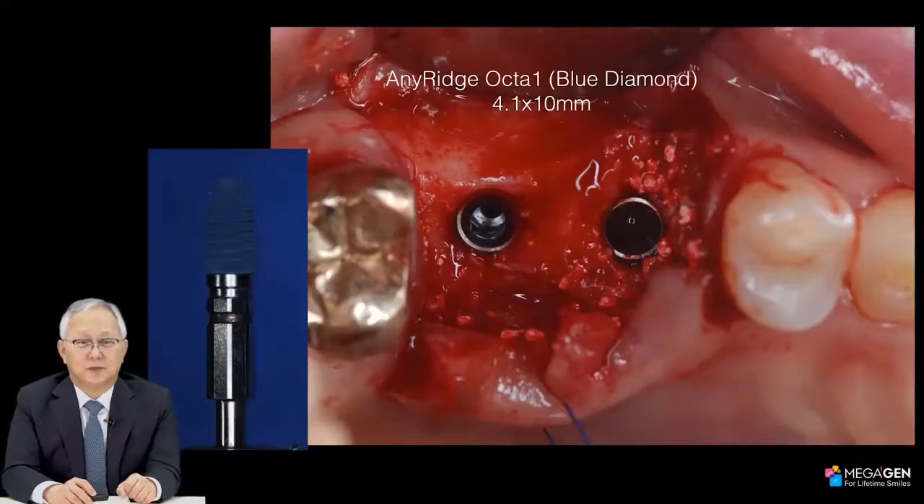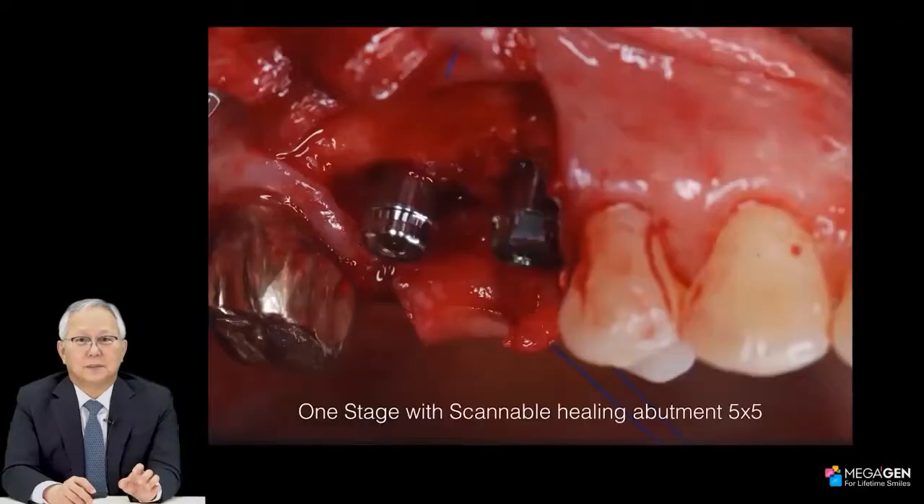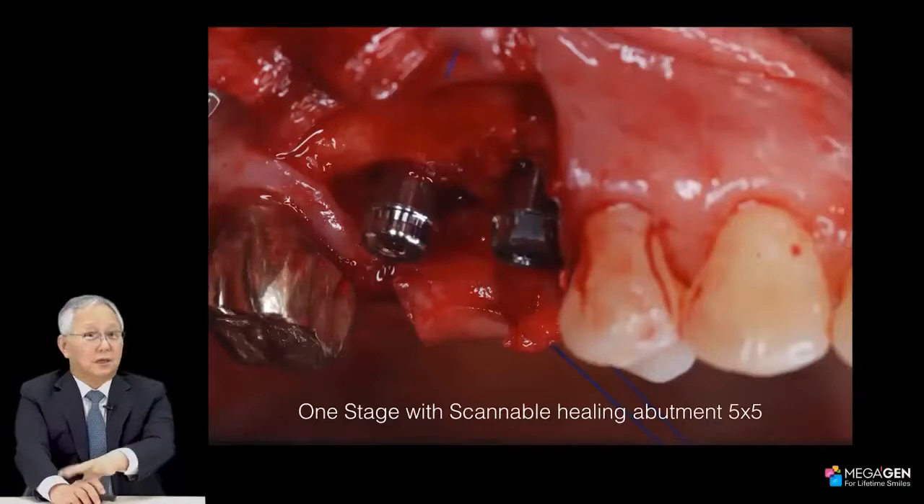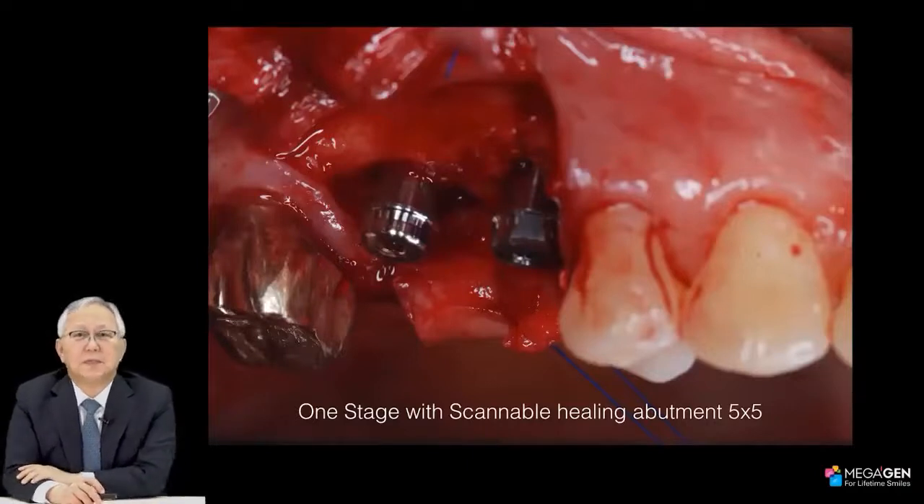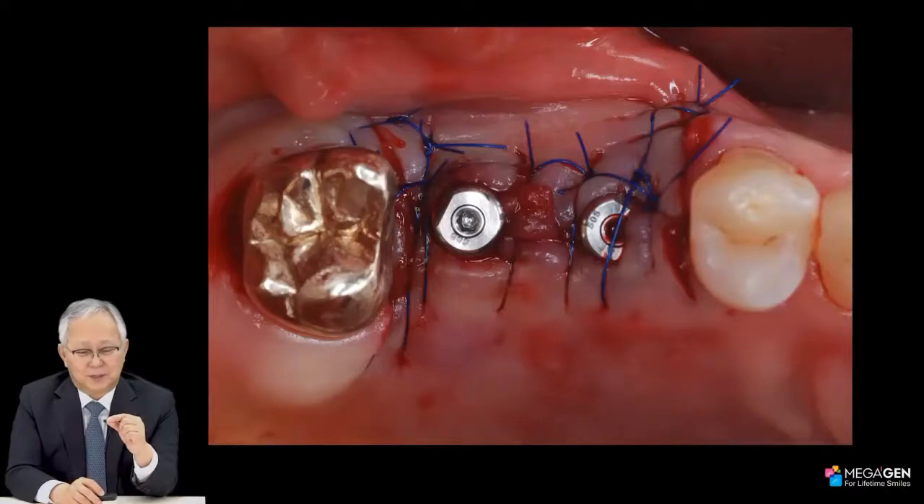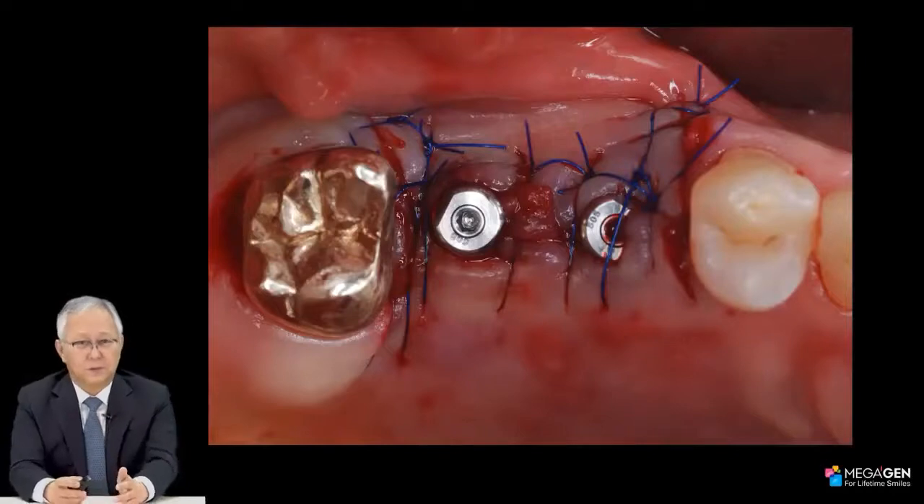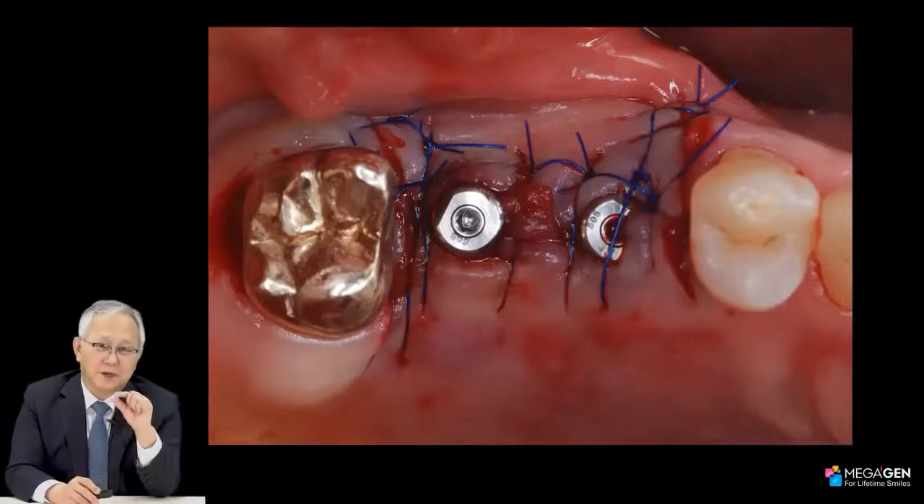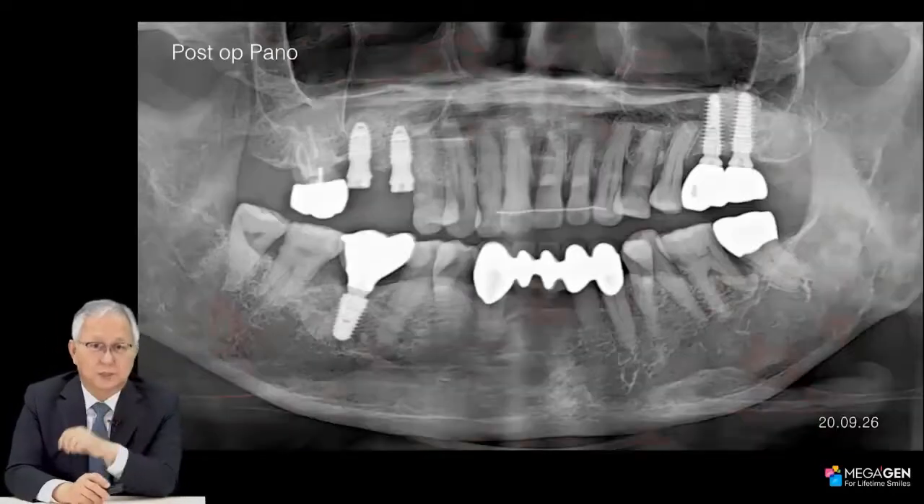Then I placed AnyRidge Octa 1 and connected the scannable healing abutment to do a one-stage approach in this 2 millimeter height of bone. That I could do because the Densah Bur condensed the loose bone and the bone graft material was good. So even with the very limited height of bone, I could do a one-stage approach.